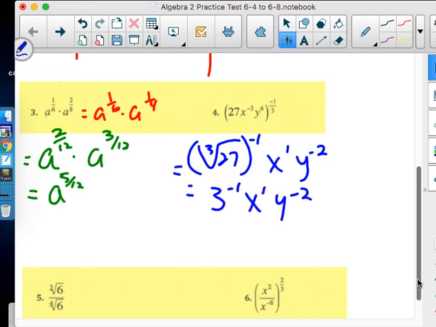And I don't think that's done. What do we need to do? All of them down to the bottom? No, just the what? The 3 and the y term. So x is going to stay right up there because that's a positive 1 power that we had for the x. Well, that's kind of pretty.